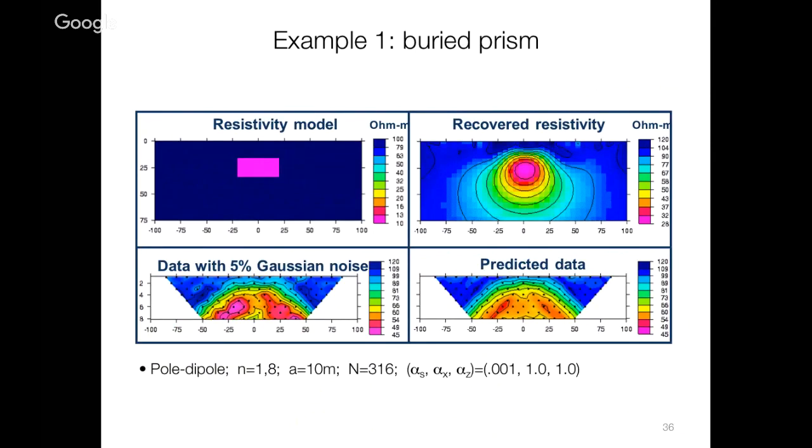Invert these data, and here's my recovered resistivity. So that's pretty good, right? It's at the right location. It doesn't have fair edges, but the inversion algorithm I've been using is one that smooths things off. It's looking for something that's globally smooth. Same method, always the same method.